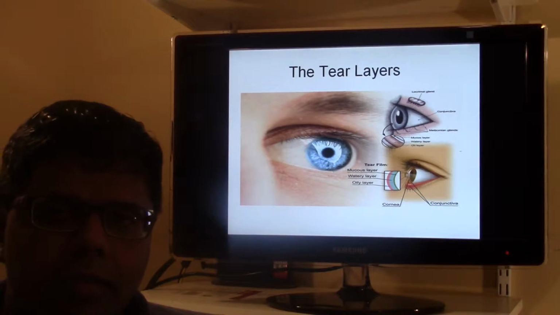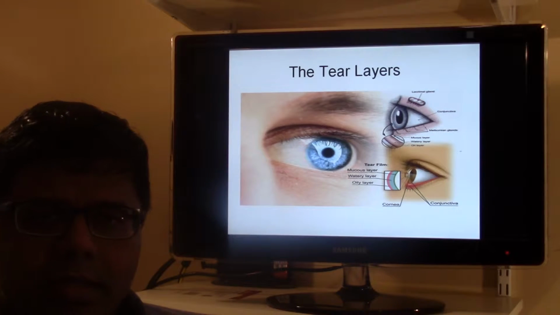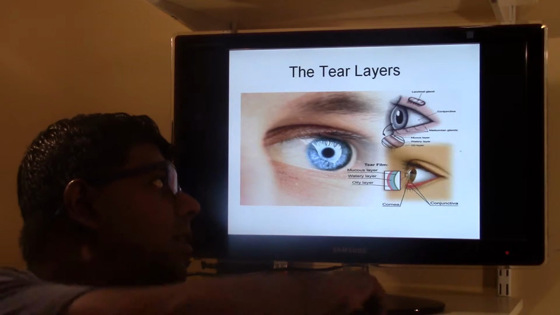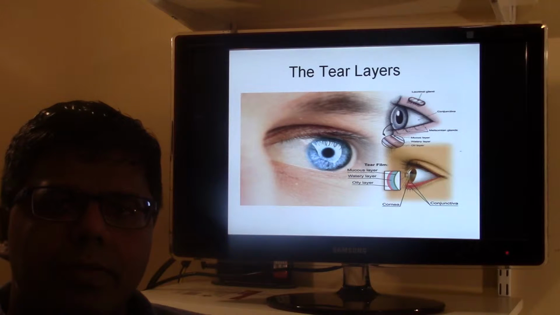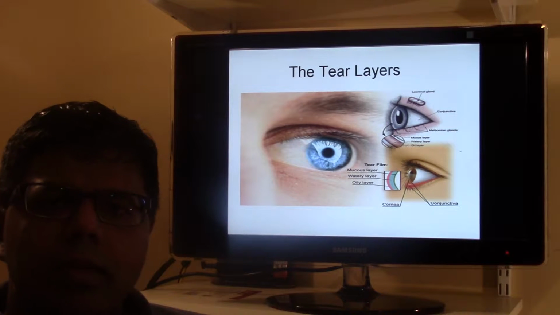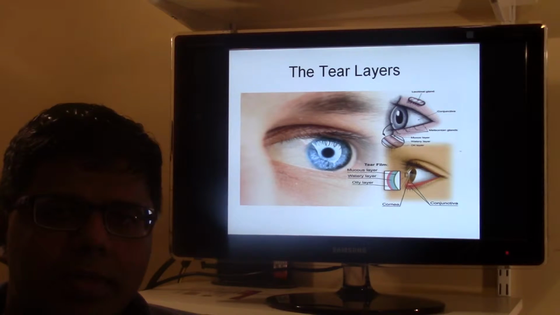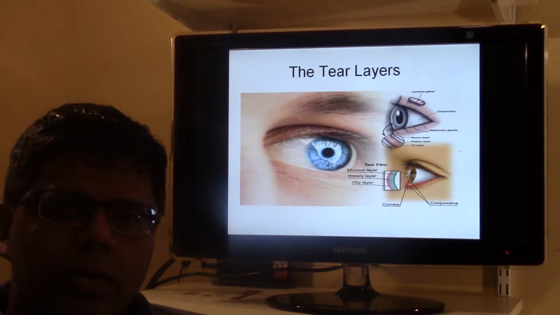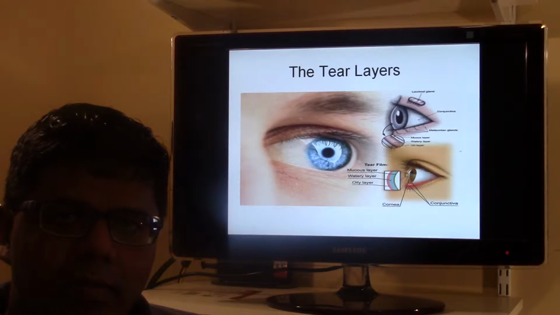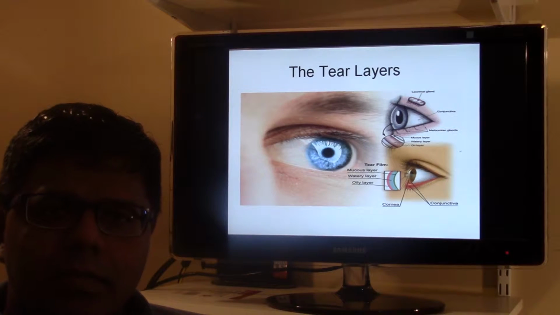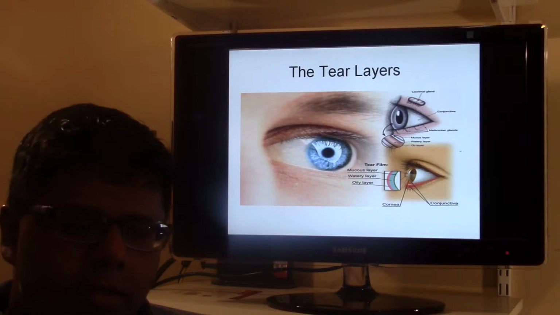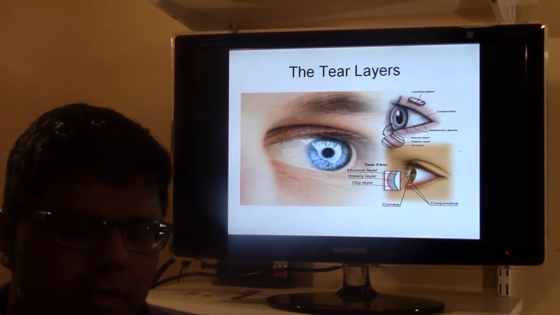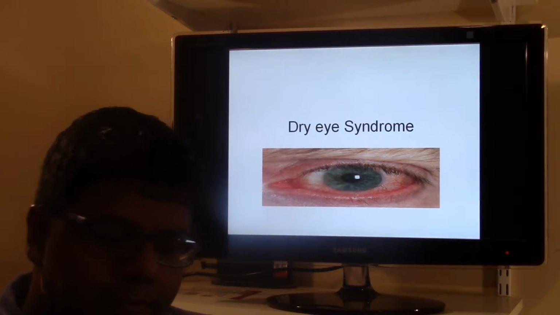Because the tear layer, which consists of 3 distinct layers, as you can see in the slide, has a mucus layer, a watery layer, and an oily layer. And those 3 layers work together to form a tear layer. When one of those layers is not functioning well, or if it's missing, then you have what's known as an evaporative problem or a dry eye problem, and we'll discuss that in a little bit more detail. But the bottom line is, when the tear layer is irregular or inadequate, you have a dry eye problem, which in turn causes the eye to look like this.